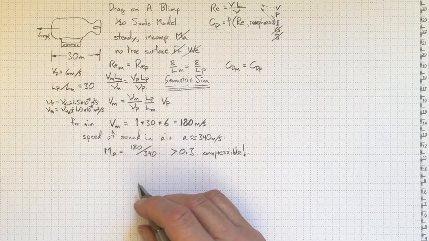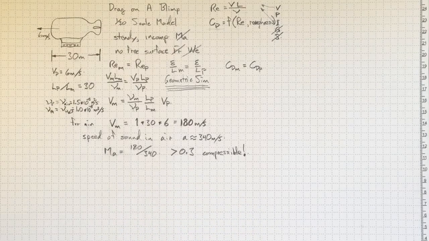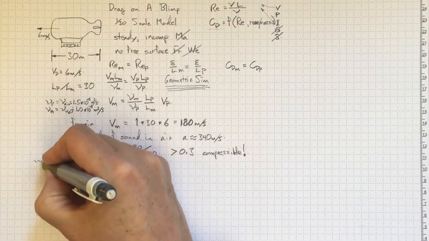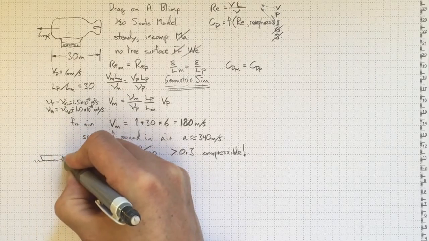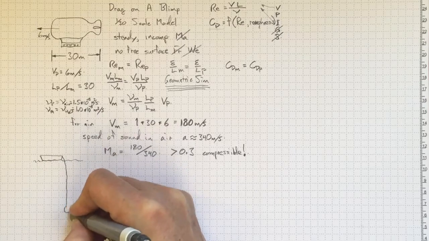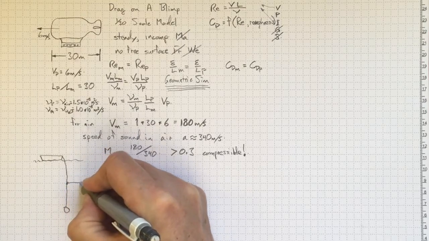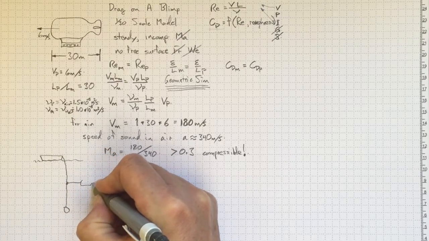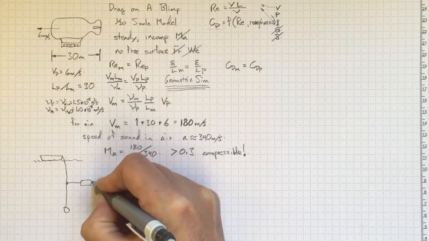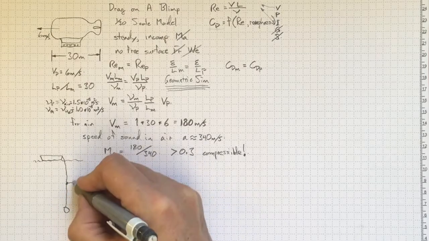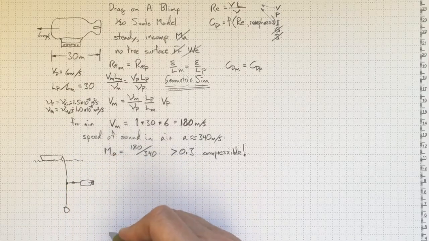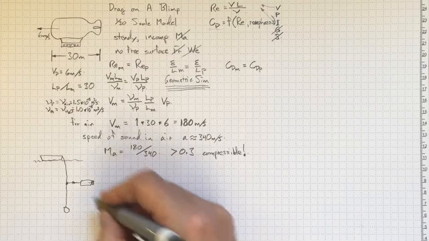So how can we possibly succeed in testing this blimp in water? Well, we could use a complicated towing tank, or for a really simple solution, we could tow it behind a boat. If we had a wire going down to a weight down here, and we attached our blimp, something like that, in the water and towed it along, we could measure the tension in that cable, and that would tell us something about drag.